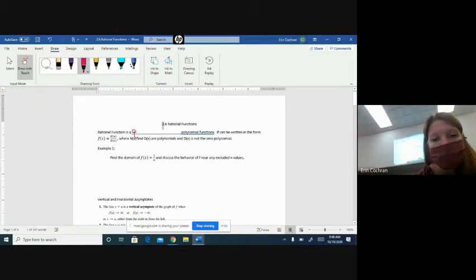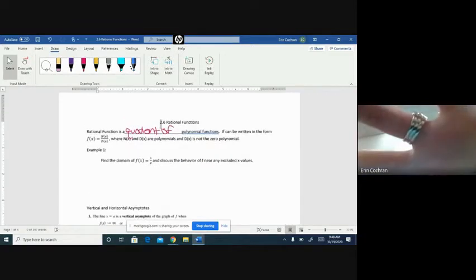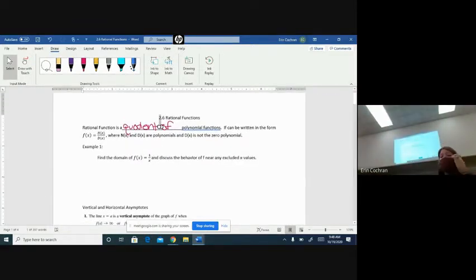And what's quotient? Division. Yep. So it can be written in the form f of x equals n of x divided by d of x, where n of x and d of x are polynomials, and d of x is not the zero polynomial. Why can't d of x be 0? You can't divide by 0, exactly.